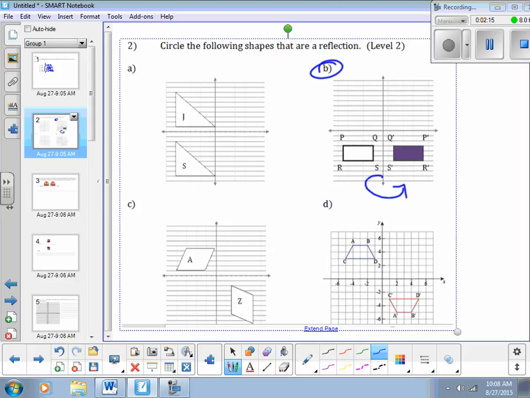This one is not a reflection. This one is a translation. This one over here, translation, and then reflection. Notice how, when you translate it, then they flipped it. That's a glide reflection. What about C? What would C be, you think?